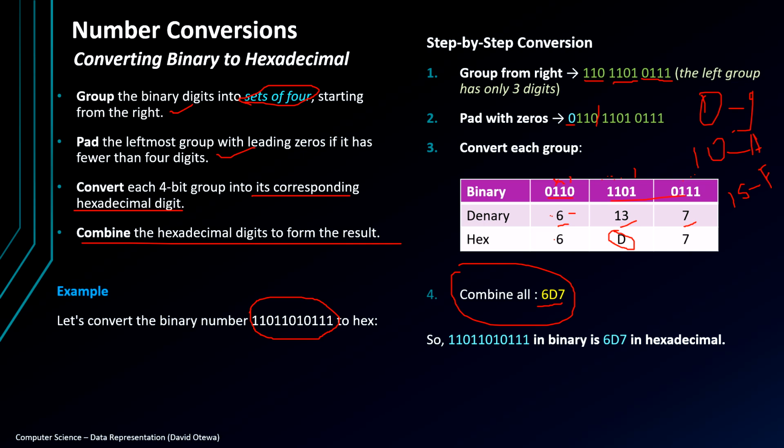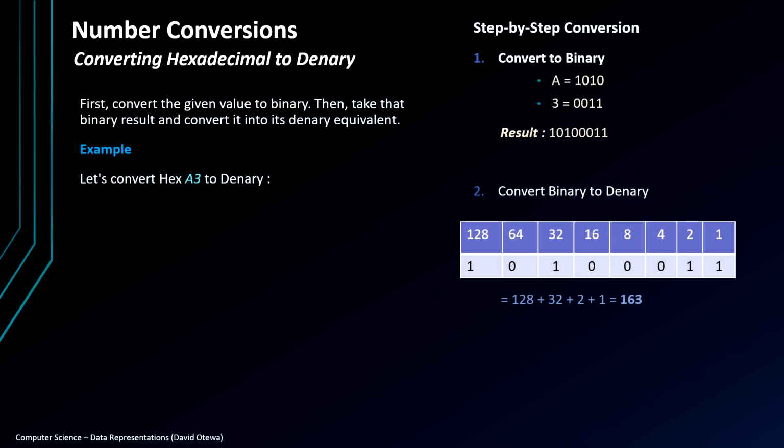Okay. Now we'll go to the second last one. So this one we have to use one of the methods we used for this conversion. So we'll convert hexadecimal to binary. So the first step, we're going to convert the given value to binary. Then take the binary result and convert it into decimal equivalent. Okay. Now let's apply it. We've been given A3.